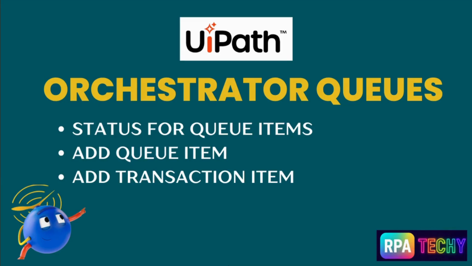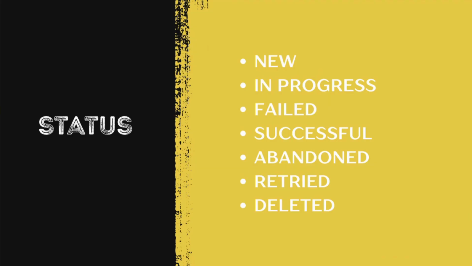In this video, I am going to explain what statuses are available for queue items in UiPath Orchestrator queues, the Add Queue Item activity, and the Add Transaction Item activities in UiPath Studio. So let's get started. For queue items, we have 7 statuses available.